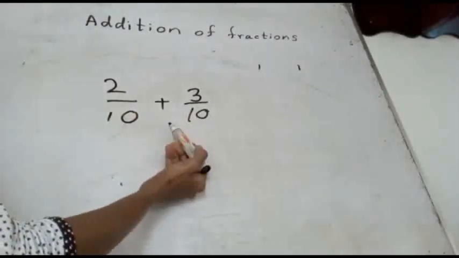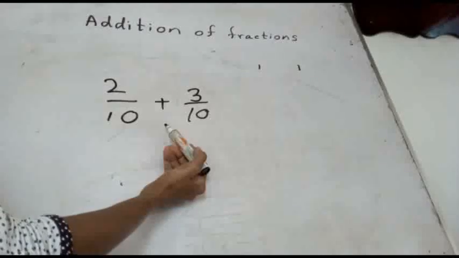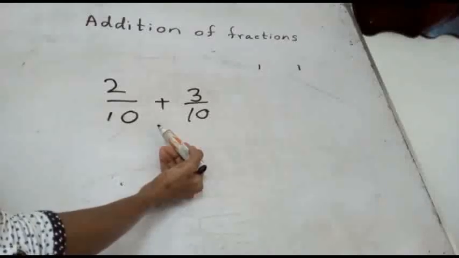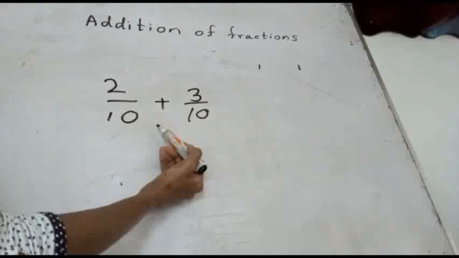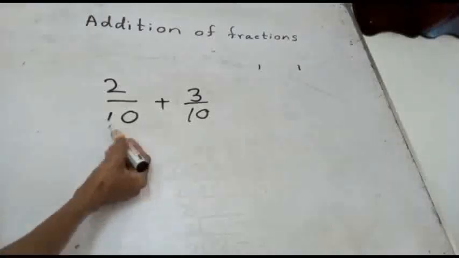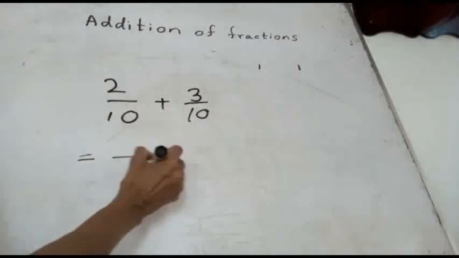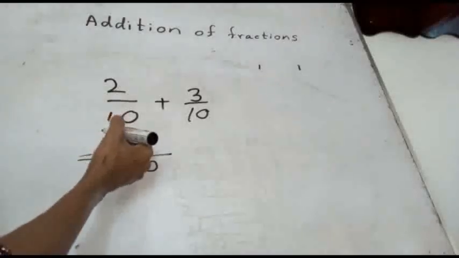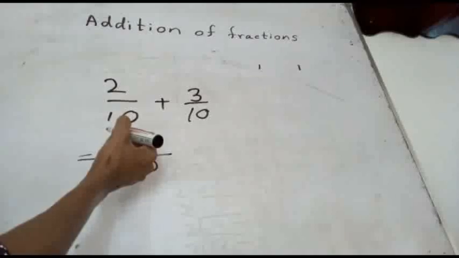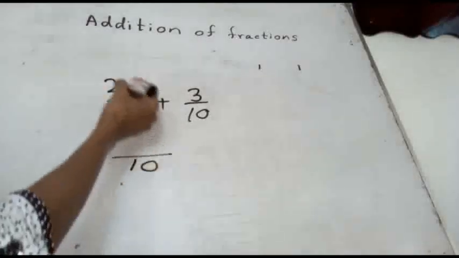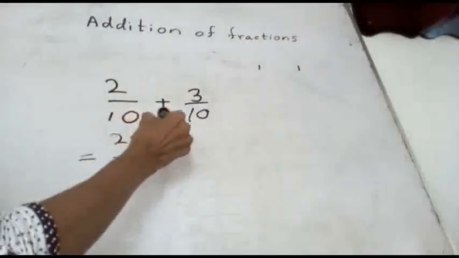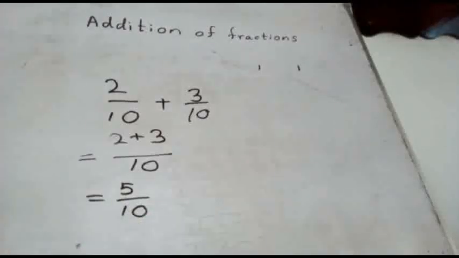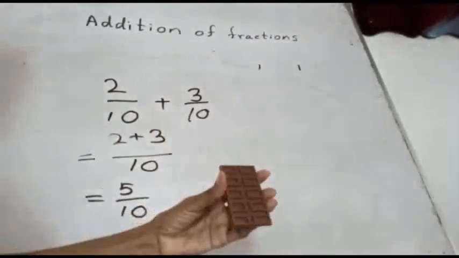When fractions with equal denominators are added, the denominator of the answer is the same as the denominators of the fractions that are added. Then the denominator is 10. The numerator of the answer is the sum of the numerators of the fractions that are added. 2 plus 3 equals 5, so the answer is 5/10.